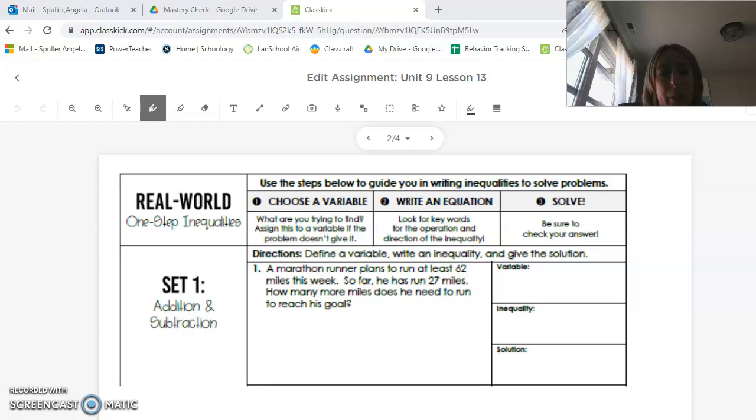Remember, choose a variable that makes sense to the problem. Then write the equation, looking for keywords, and then solve it. But remember to check your work.